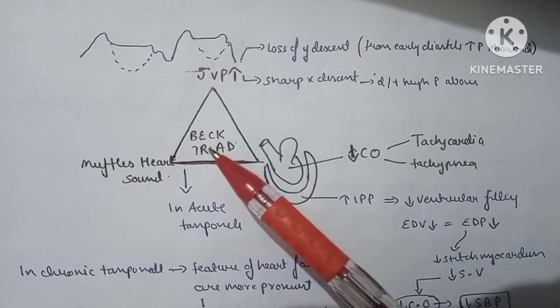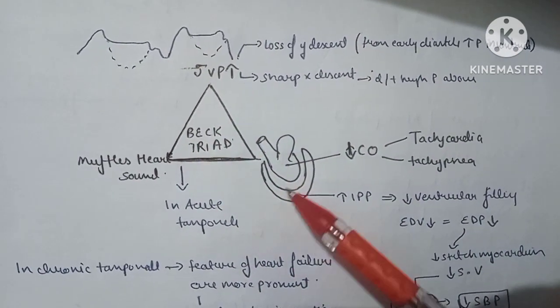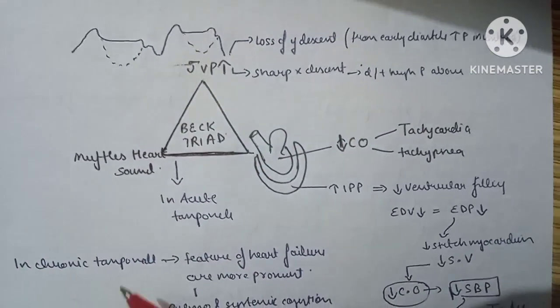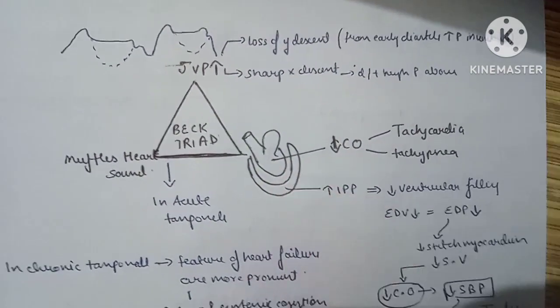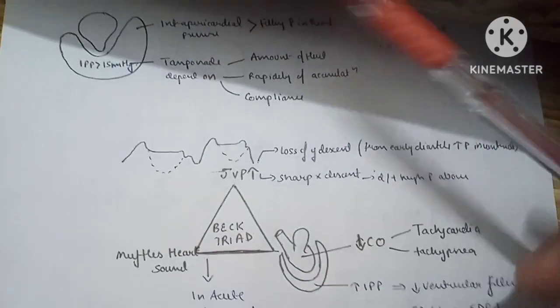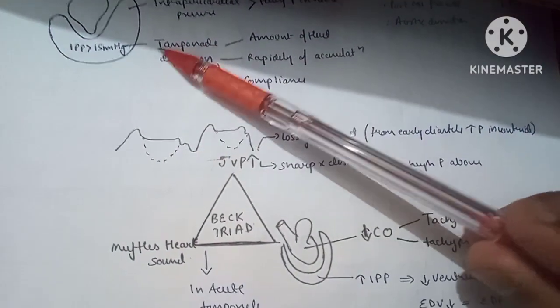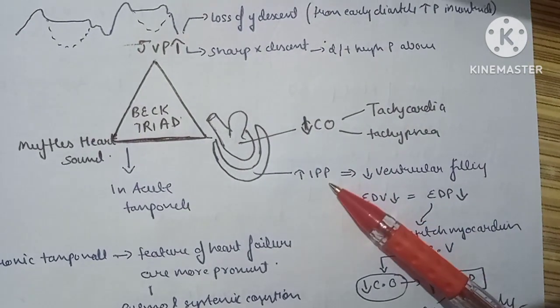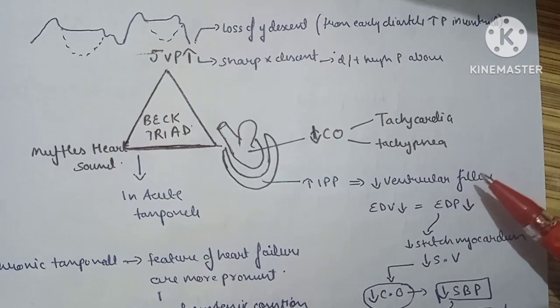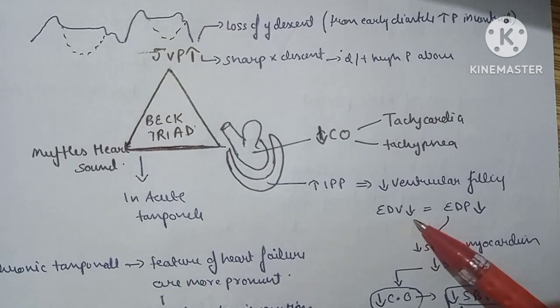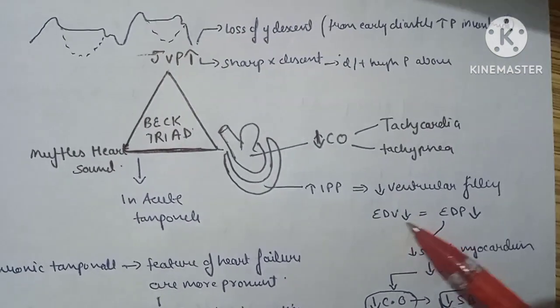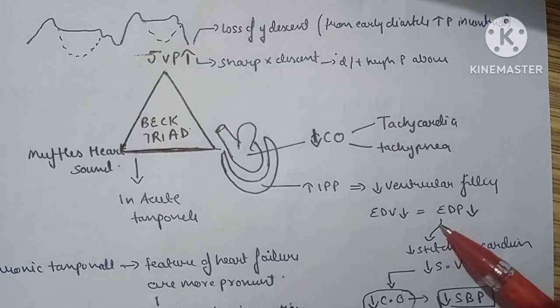So Beck triad has three features. The first one is decreased cardiac output, then increased JVP, and muffled heart sounds. We'll start with the basic, that is decreased cardiac output. We already discussed that increased intrapericardial pressure is going to impair the ventricular filling. Because of this, the ventricular filling is impaired. This will decrease the end diastolic volume in the ventricles. As well as due to this decreased volume, end diastolic pressure will be decreased.